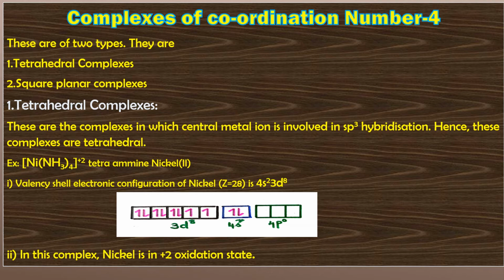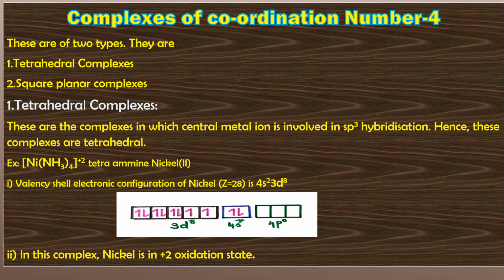The atomic number of nickel is 28. Hence, its outermost shell electronic configuration will be 4s2 3d8. Students, the valence shell electronic configuration of nickel is 4s2 3d8. You can observe it in the figure given below. Now, as we have seen, nickel is in the +2 oxidation state.